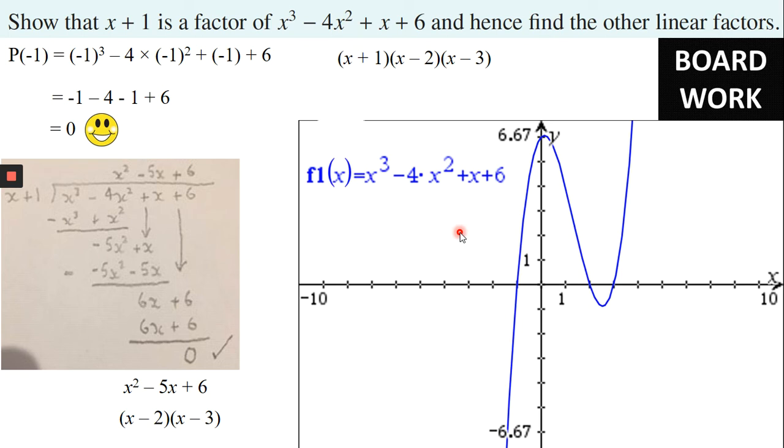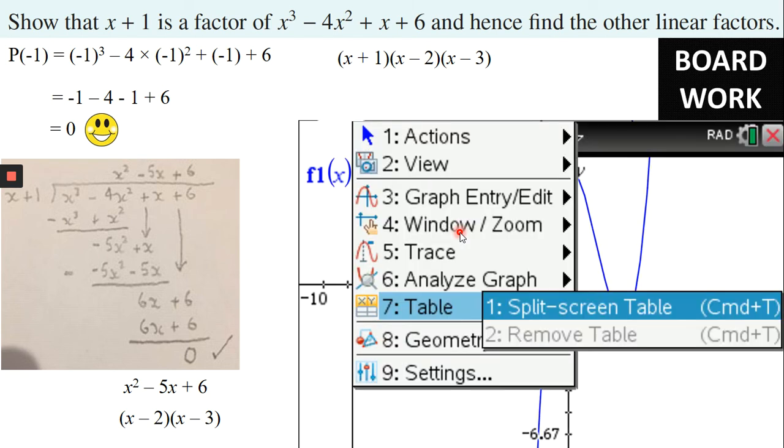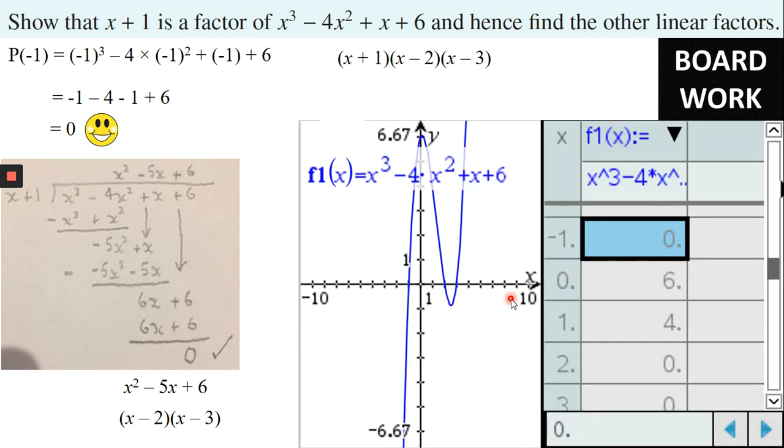Now, in your graphics calculator, you can actually create a table. So if you go to table, you can have a split screen table. So you can find this bit on your calculator, click on that, and you actually end up with a table of all the values. So what's this telling us? When x is minus 1, the value is 0. So when x is minus 1, it crosses the x-axis. Here at 2 and at 3.